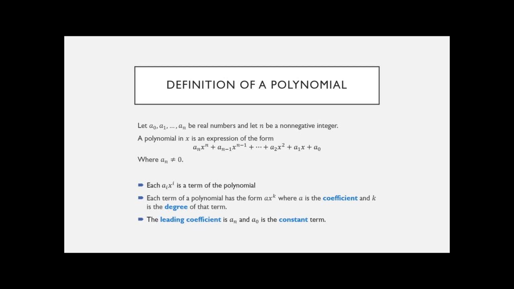Each term is of a form where it's a number times your variable to some exponent. The number in front is the coefficient, and that exponent is called the degree. The highest term's coefficient is called the leading coefficient, because it leads the rest of the polynomial. And the lowest one, where you have a number without a variable, is called the constant term.